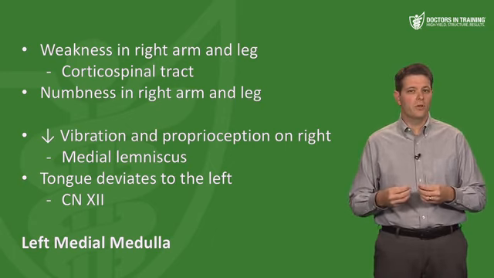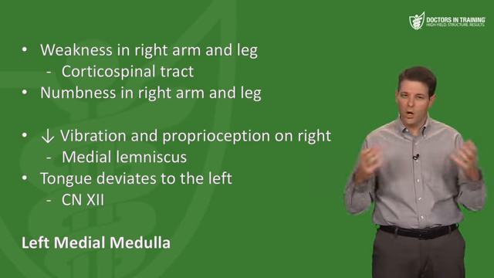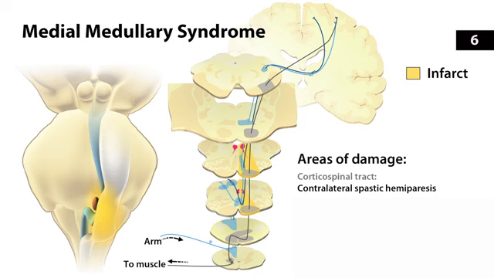So the cranial nerve 12 nucleus is a medial structure as well. So it all fits. To reiterate the findings of medial medullary syndrome, there's contralateral hemiparesis, or arm and leg weakness, because of damage to the corticospinal tract. And this is an upper motor neuron lesion, so this is going to cause spastic hemiparesis.